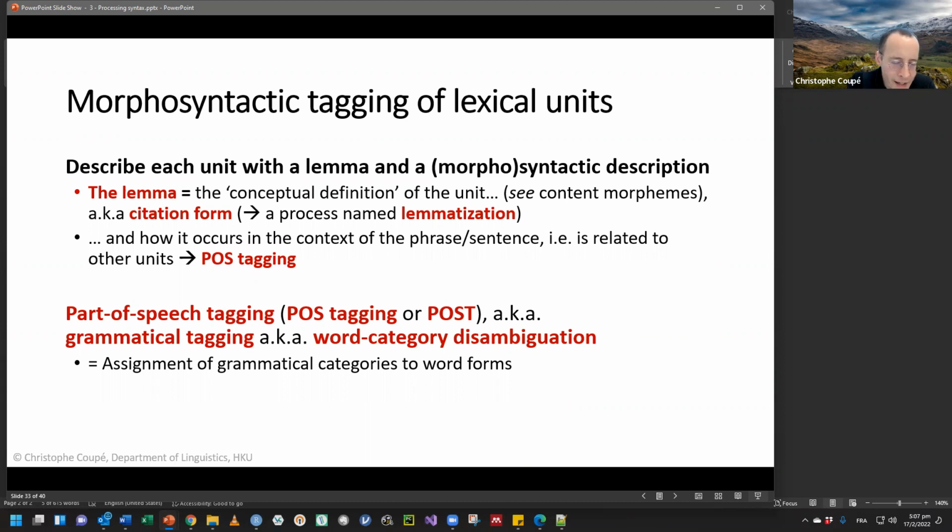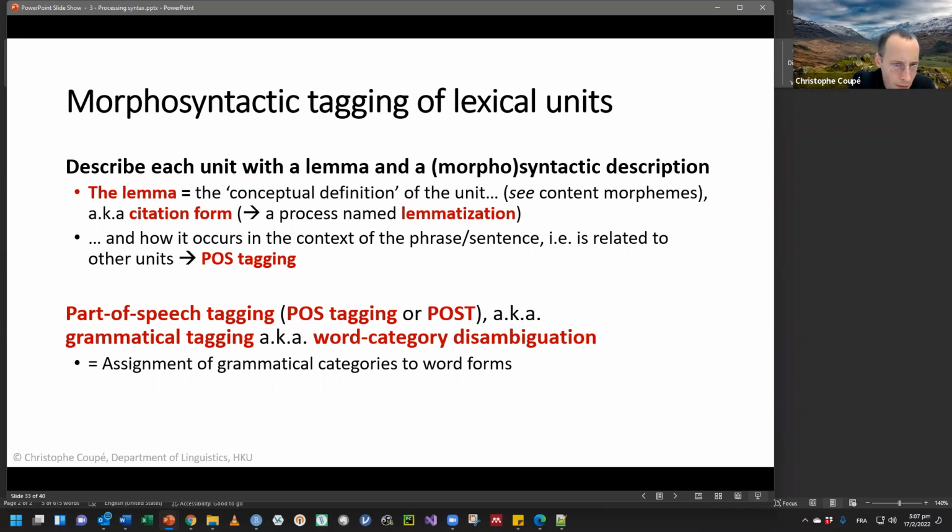If you take cries, the verb to cry, you would like the system to tell you, okay, that's the verb to cry. And that's the lemma. And then you would like to know that it is present tense, third person, singular, cries. So you would like the morpho-syntactic description. So here you have two elements.